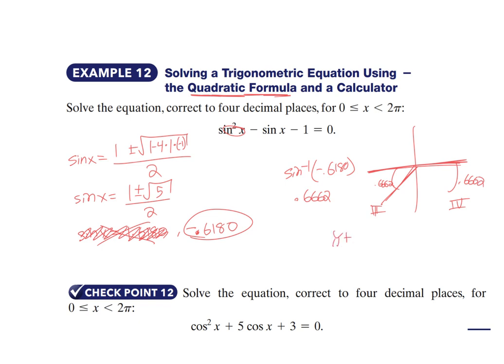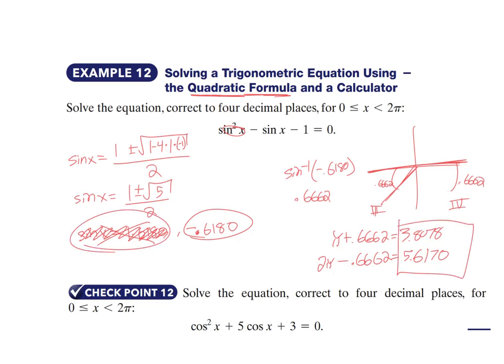So pi plus 0.6662 equals 3.8078, and 2 pi minus 0.6662 equals 5.6170. And those are my two solutions. If this one had also been able to have solutions, we would have 4 solutions here.